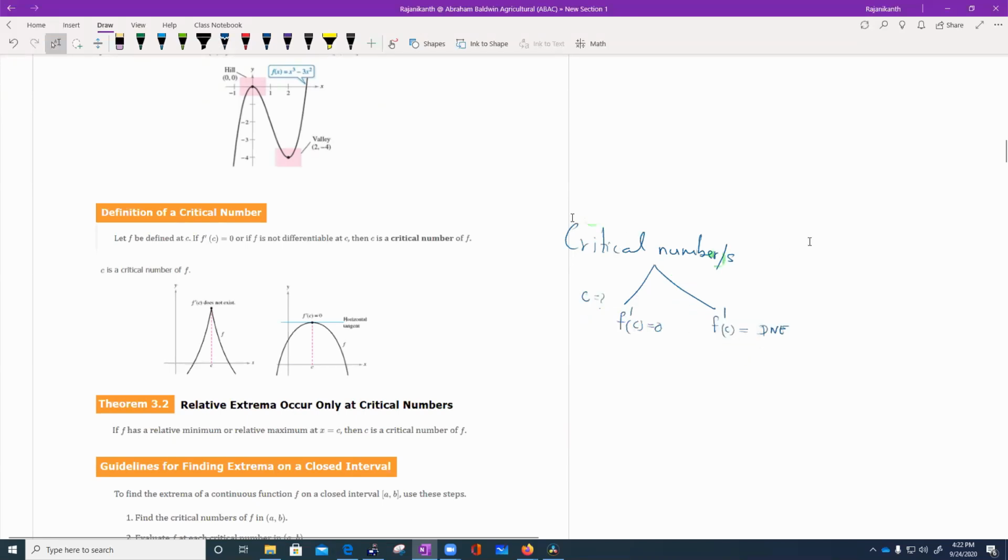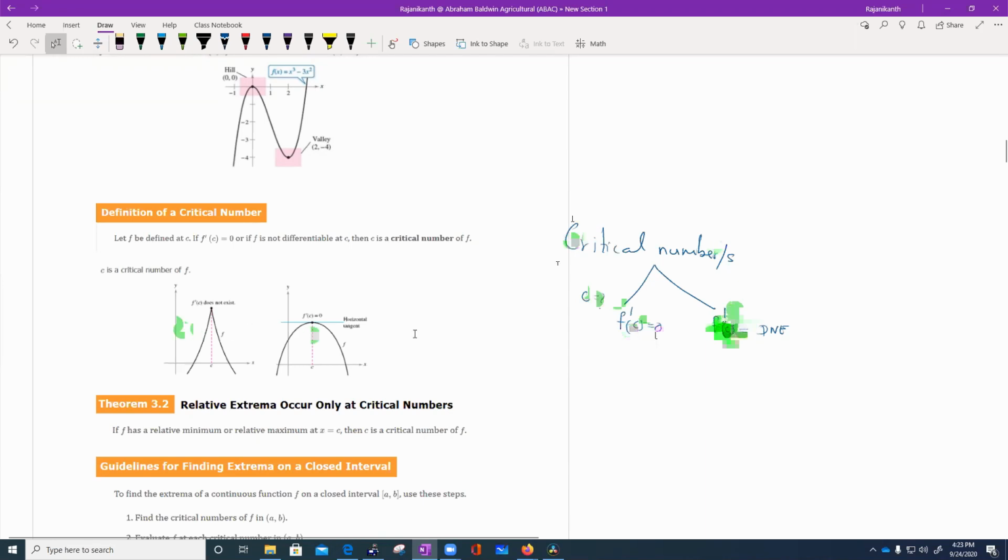So if you are asked to find the critical points, basically you have to check two things. One is check is there any point which is giving slope 0, or ask yourself is there any point where the derivative is undefined. So those kind of points, C values, are called the critical numbers.